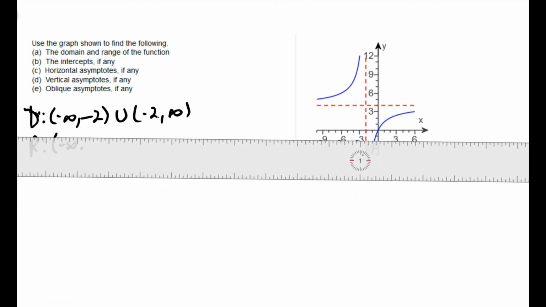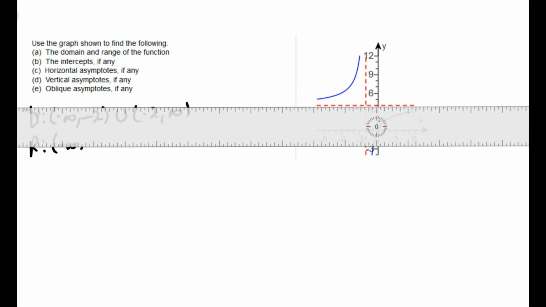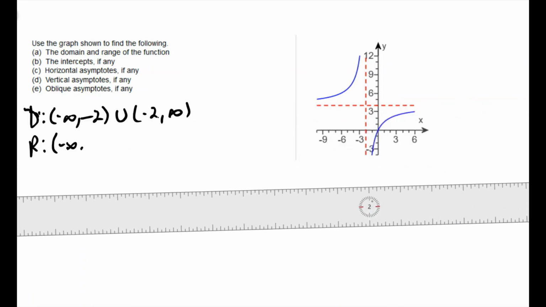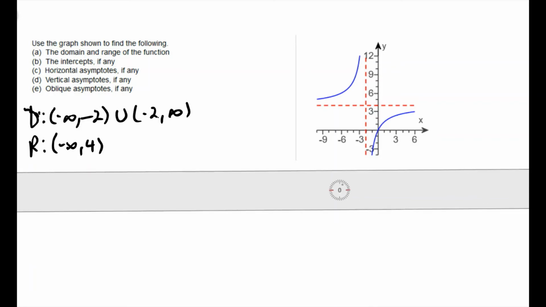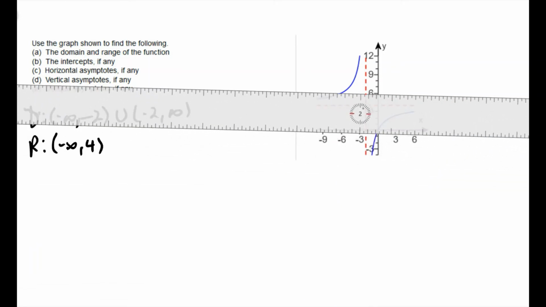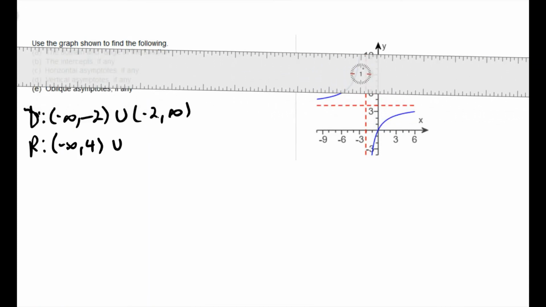We're going to keep hitting the graph all the way until we get to this red dotted line, and that's our horizontal asymptote. It looks like that horizontal asymptote occurs at y equals 4. Okay, then the graph picks up right after that asymptote. It goes from 4 to infinity.